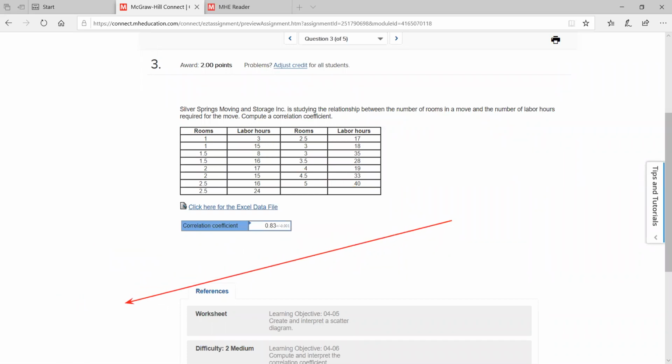I'm just showing these in 2 decimal formats, but the mean, the rooms is your X variable, labor is going to be your Y. So the mean's 2.63, and for the labor hours is 20.27. And I set up a couple columns because remember, for your correlation coefficient, you have to calculate the standard deviation of X and the standard deviation of Y. So I set up these first 4 columns for you to go ahead and get those standard deviations.